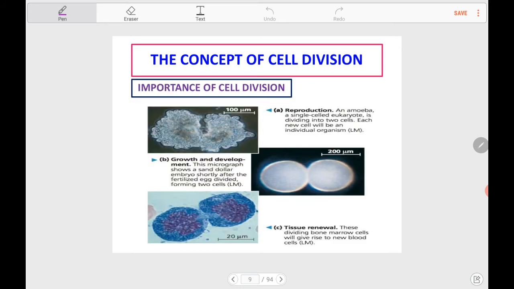Importance of cell division. Generally, there are 3 main importance for cell division. So the first one is for reproduction.